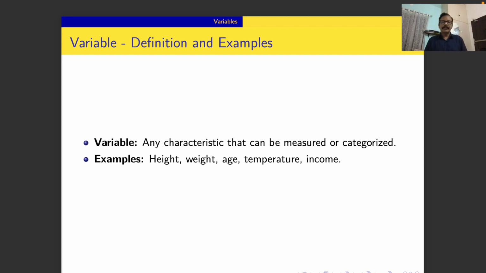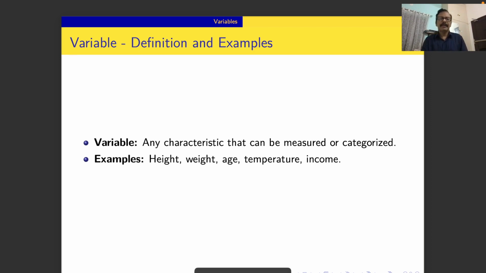Our interest here is to describe some descriptive measures. Before giving a brief description of descriptive measures, first of all, let us define some basic concepts like variable, data, etc. So what is a variable?